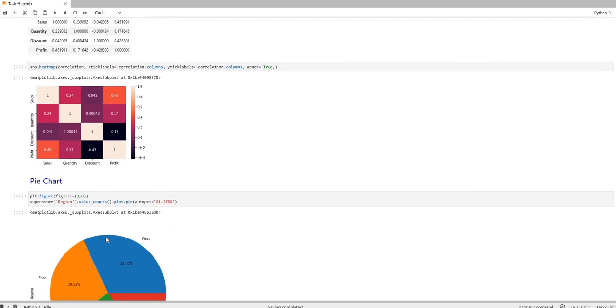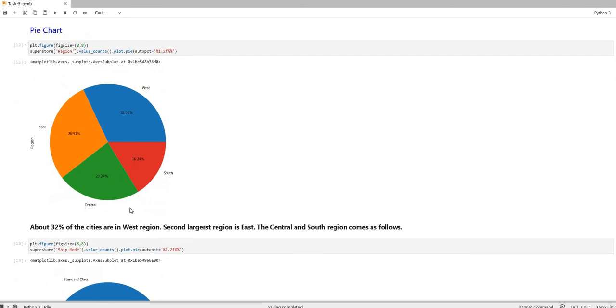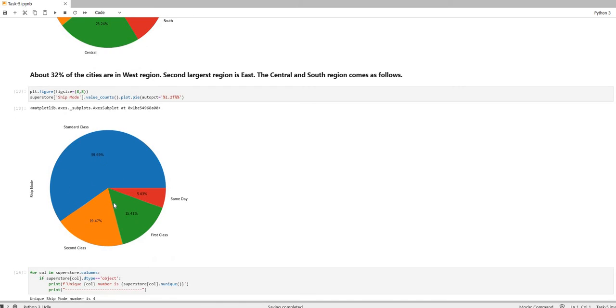Here is a pie chart of the region column. We can see that about 32% of cities or states are in the West. East is in the second position. The pie chart shows the ship mode percentage below. More than half of items are shipped in standard class, which is about 59.69%. Only 5.43% of items are shipped and sold on the same day.